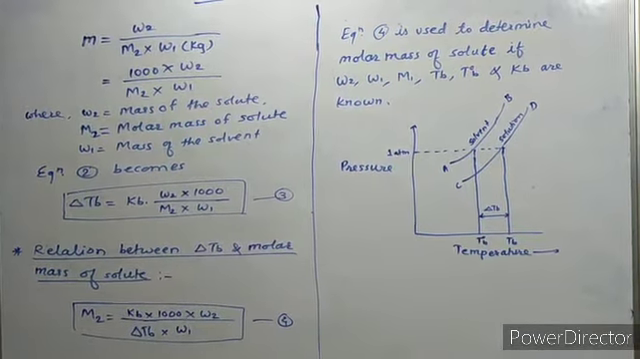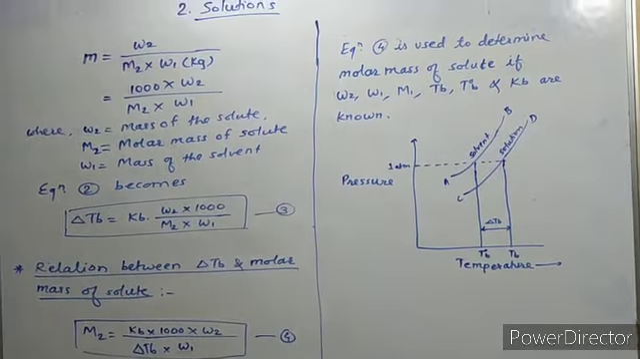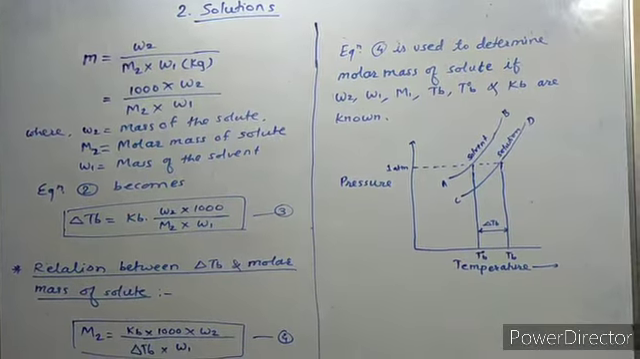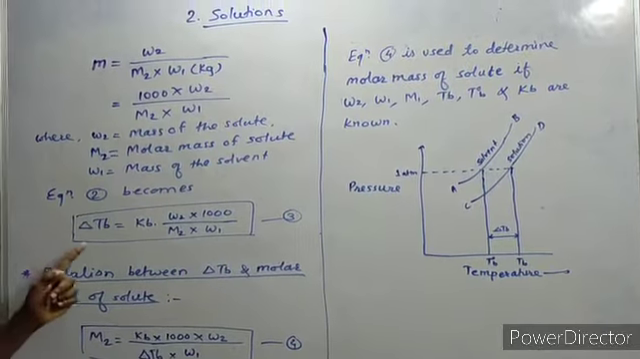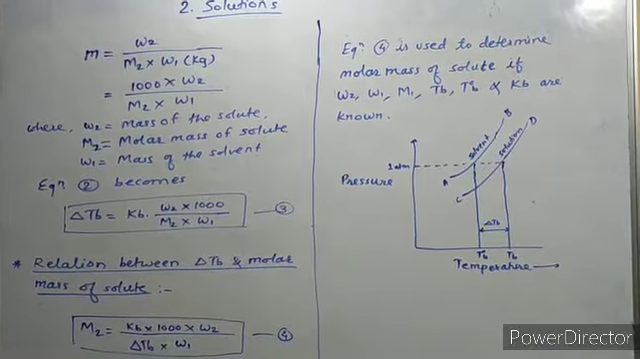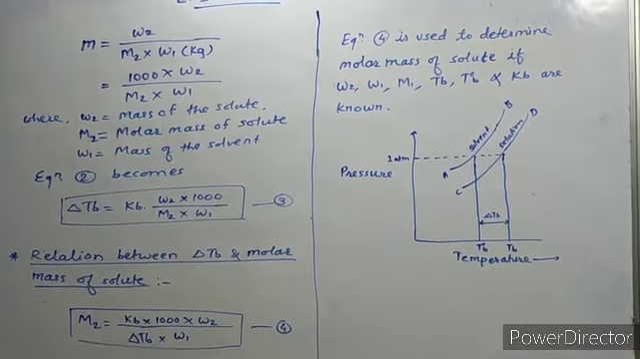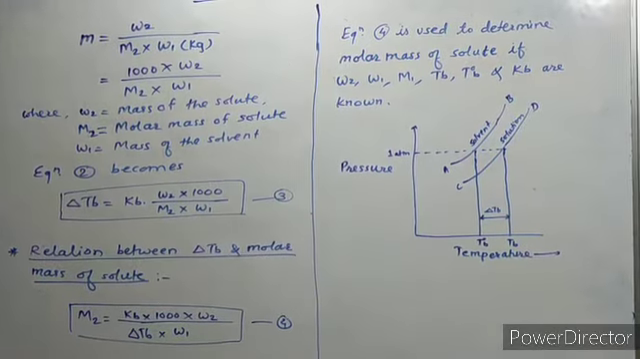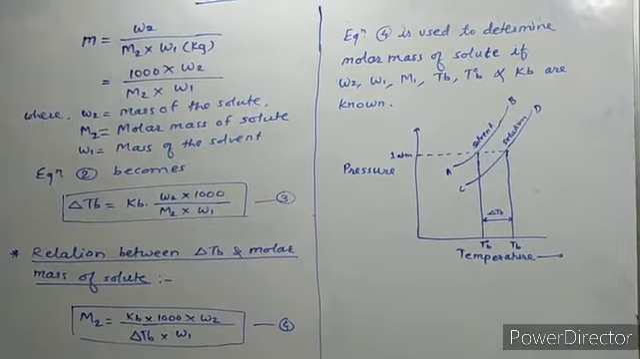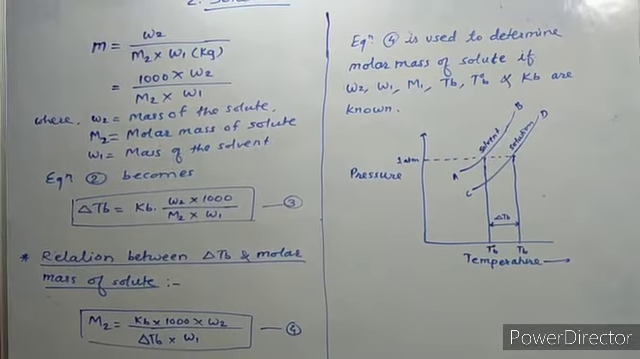W2 upon M2 means the number of moles. So this value of m is put in equation number 2. Equation 2 becomes delta TB equal to Kb into W2 into 1000 divided by M2 into W1. That is equation number 3. So by using equation number 3, we can find out the boiling point elevation.